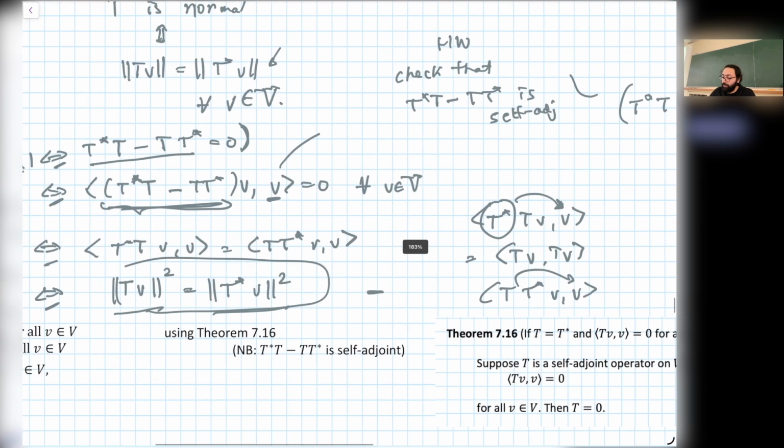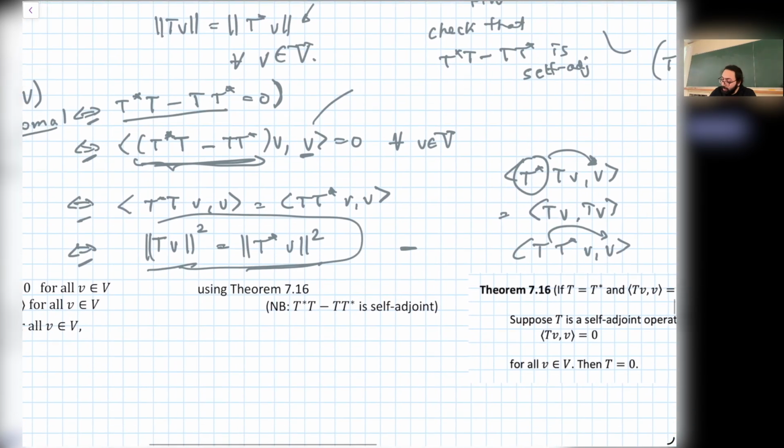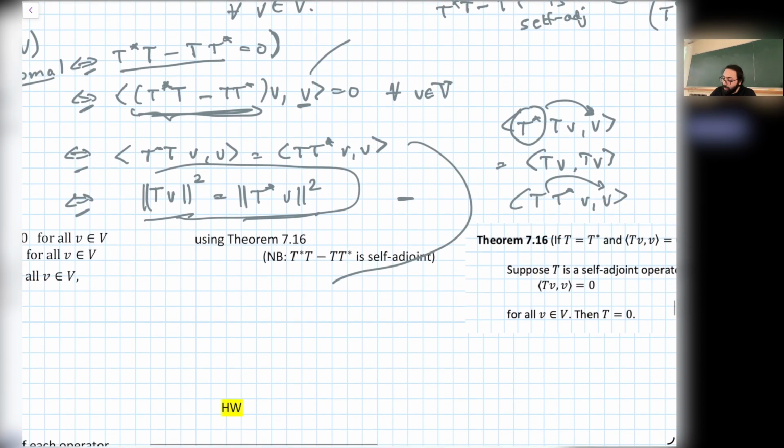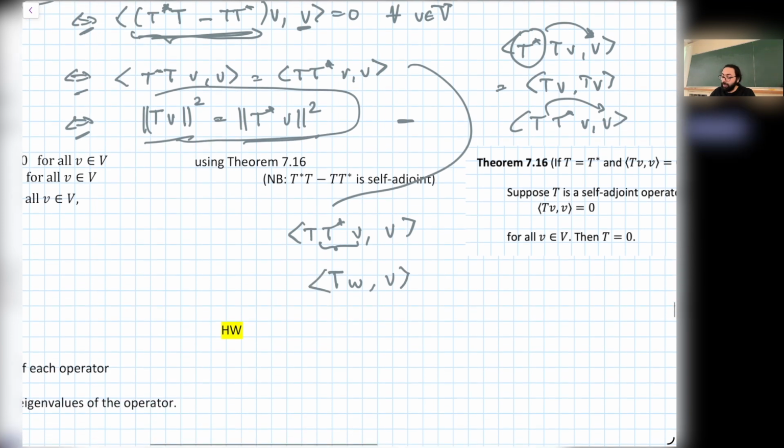The last step. Okay, yeah. Let's look at it again. So here, what were we trying to argue? We want to say that T star T V, V. Yeah, let's look at the one on the right, actually, it's easier. So let's look at T T star V. Okay. Let's call this vector W for the moment. Okay. So you have the inner product of T W with V.